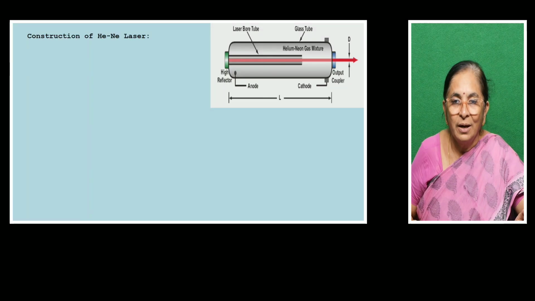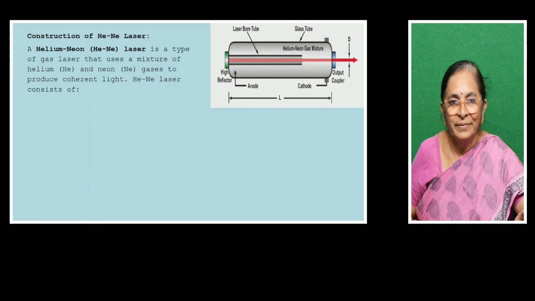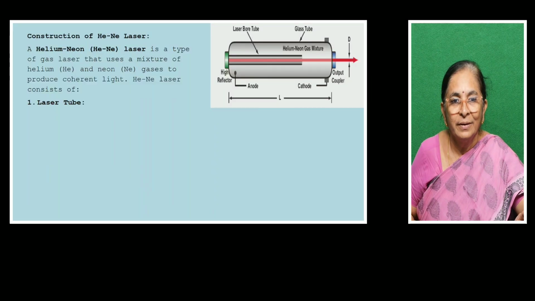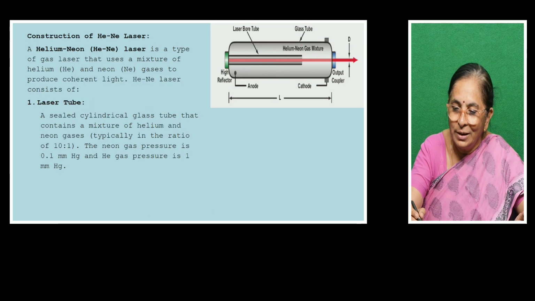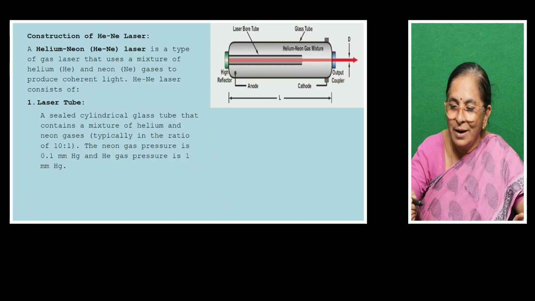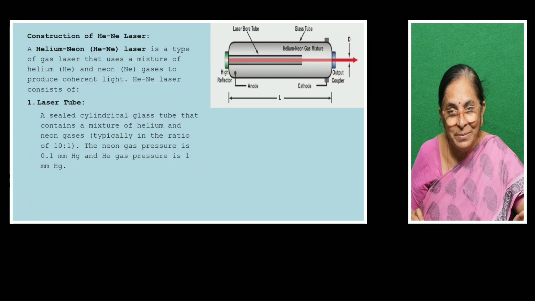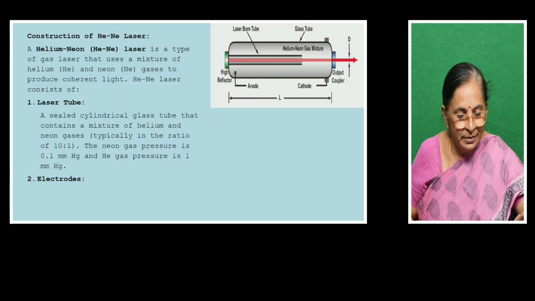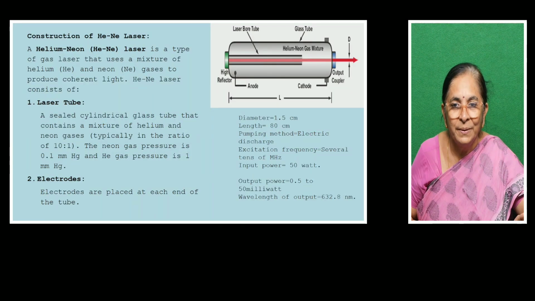Let us see now how to construct the helium neon laser. Yes, this is the tube containing the helium neon mixture. This is what is called the laser tube. The helium neon ratio will be 10:1, and the pressure of helium will be 1 millimeter of mercury, and the pressure of neon inside the tube will be 0.1 millimeter of mercury. And we have the electrodes between which we apply very high voltages in the range of 1000 to 2000 volts.